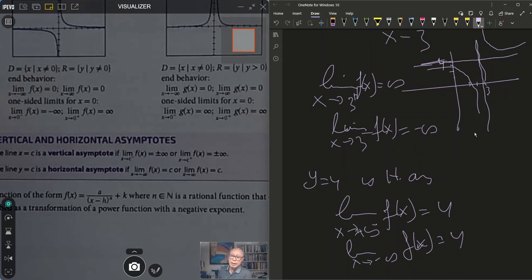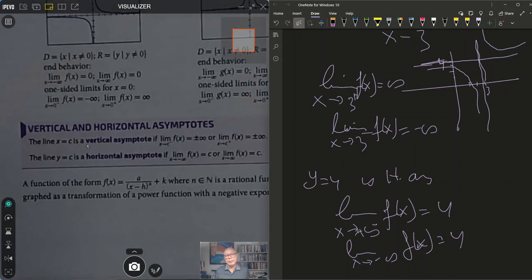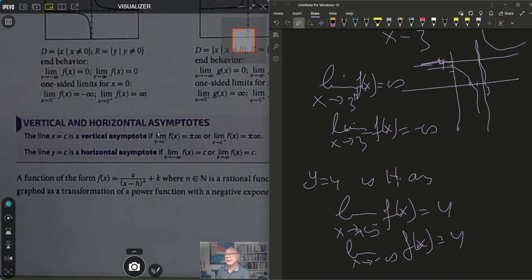Okay, Hannah and Queen, I hope that you will get a clear understanding of the definition of the vertical and horizontal asymptote. Okay, bye.